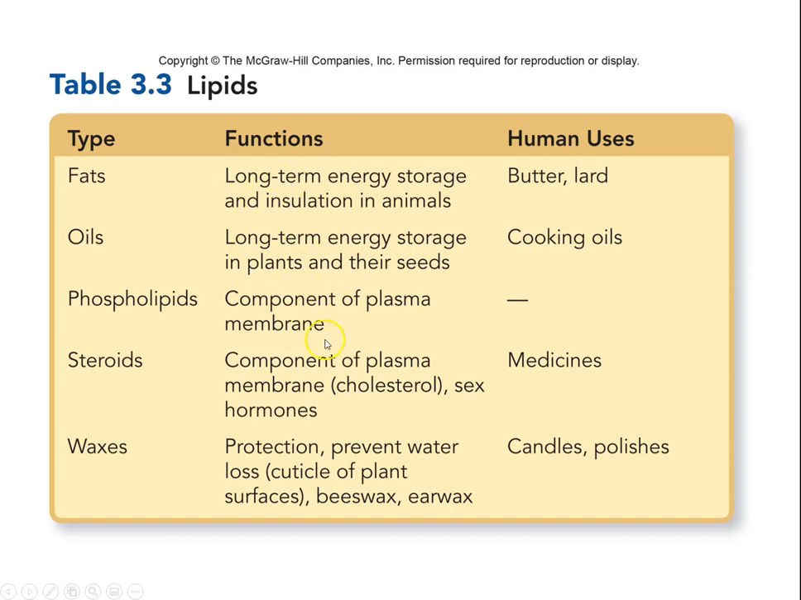Phospholipids, components of plasma membrane. There is no sort of human use for that. Steroids, okay? I mentioned sex hormones like estrogen and testosterone. Also, cholesterol is a steroid. It is a component of the plasma membrane.